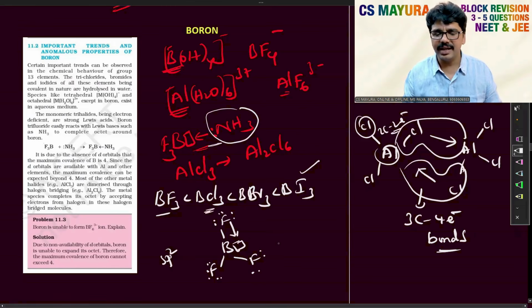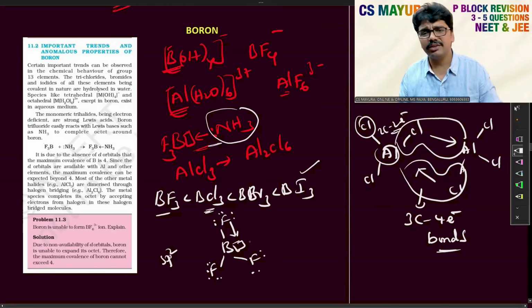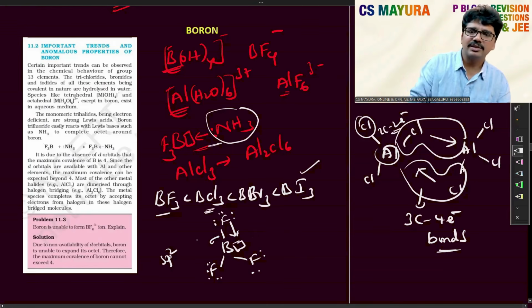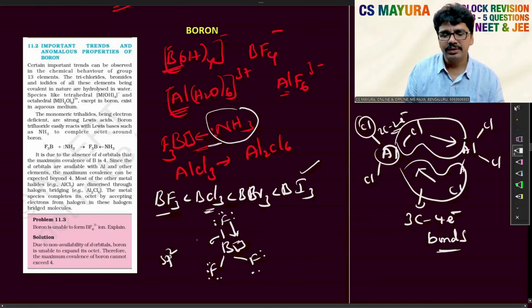So why does BCl3 have less tendency to form a dative bond? Because of distance. This dative bond is almost like a pi bond. Already one sigma bond is there. So after formation of the sigma bond, the next bond is what? Pi bond. So how do you get a pi bond? With the sidewise overlapping of p orbitals.